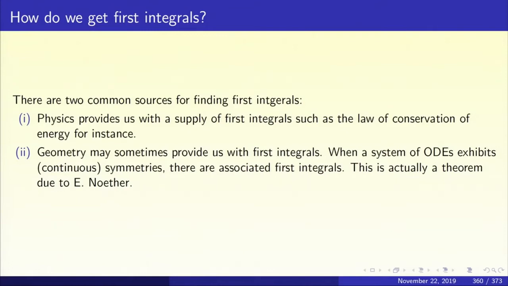When a system of ODEs exhibits a continuous one parameter family of symmetries, then there are associated first integrals. This is actually a theorem due to M. E. Noether. Remember that in the elementary courses, when you had a homogeneous differential equation M dx plus N dy equal to 0, what does homogeneity mean? The differential equation remains invariant under scaling transformation. When you replace x by lambda x, y by lambda y, the differential equation doesn't change. And this is a scaling symmetry, and lambda is a continuous parameter, and so there's a continuous one parameter family of symmetries, and with Noether's theorem there must be a first integral.